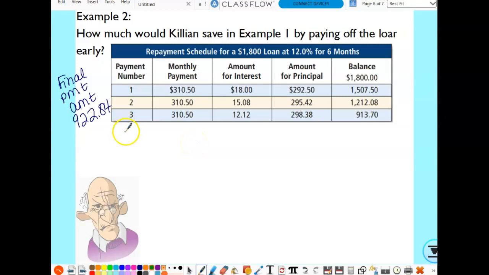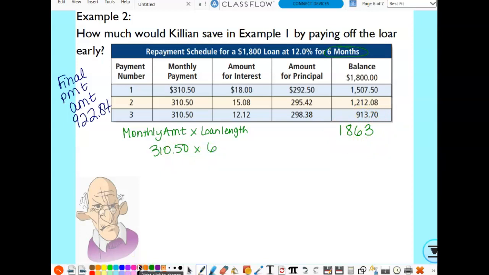So we are going to take our monthly payment and multiply it by the number of months that our loan was scheduled for. So that's 6 months. So that's the first thing we're going to do. Our monthly amount is $310.50 and our loan length was for 6 months. So $310.50 times 6, that's $1863. Okay, so that's the amount that we should have paid back, and that should make sense because we have a finance charge in there. So we borrowed $1,800, but we were supposed to pay back $1,863 if we would have made all 6 of those payments.